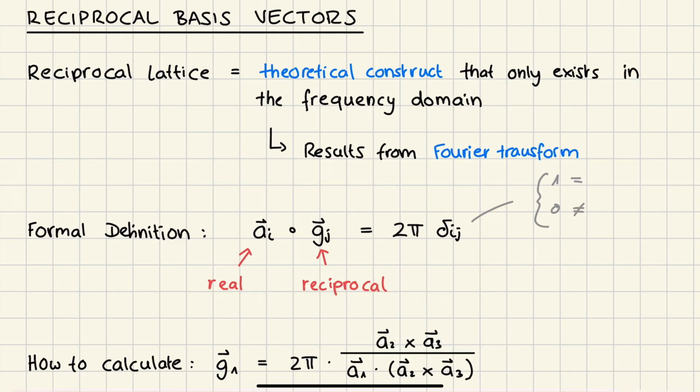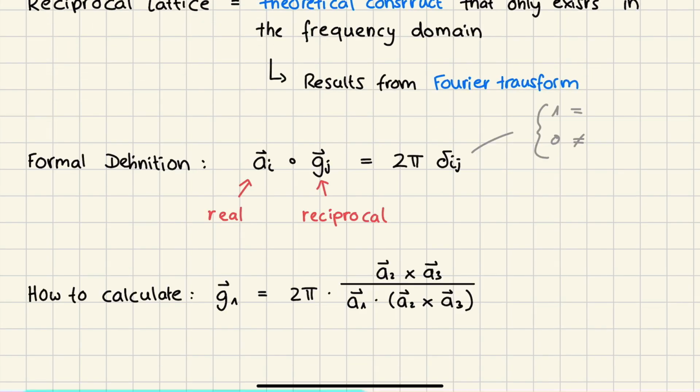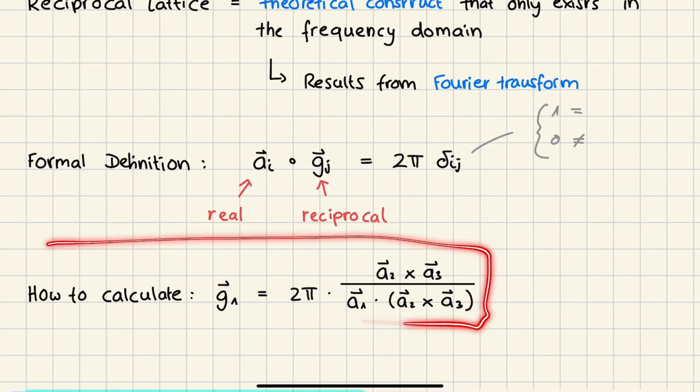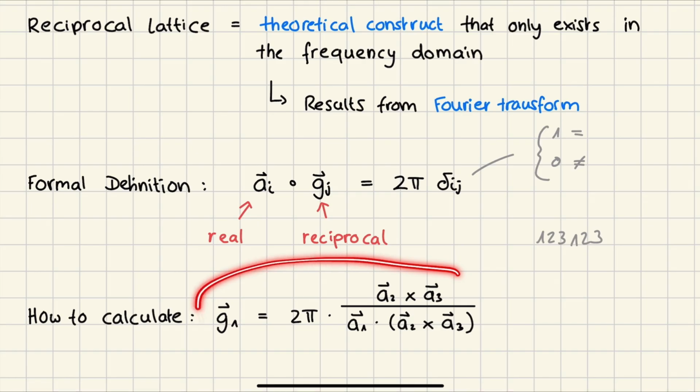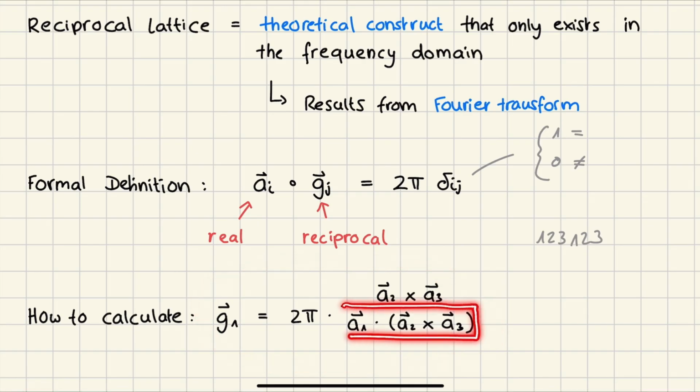But how do you actually find those reciprocal basis vectors? Well, all of it boils down to this formula right here. Now, if we take a closer look at this formula, we can see that the scalar triple product in the denominator of this fraction contains all three real basis vectors in ascending order of their indices: a1, then a2, then a3, starting with the basis vector whose respective reciprocal basis vector we're trying to find.